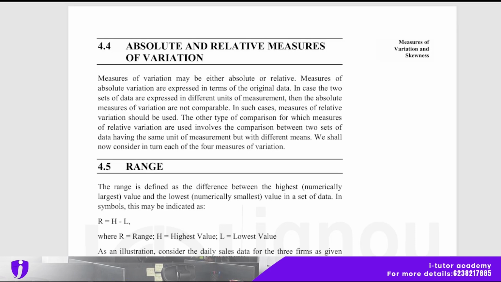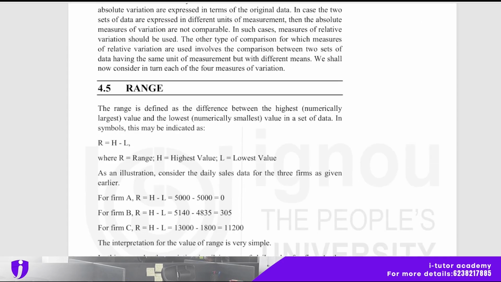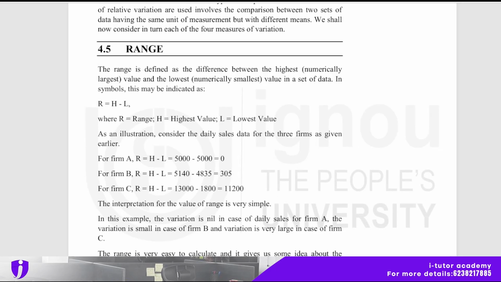The other type of comparison for which measures of relative variation are used involves the comparison between two sets of data having the same unit of measurement but with different means. We shall now consider in turn each of the four measures of variation. Range. The range is defined as the difference between the highest, that is numerically largest value, and the lowest, numerically smallest value in a set of data.